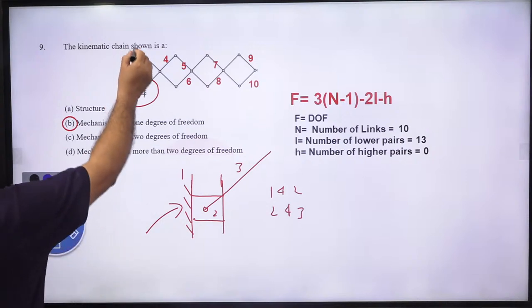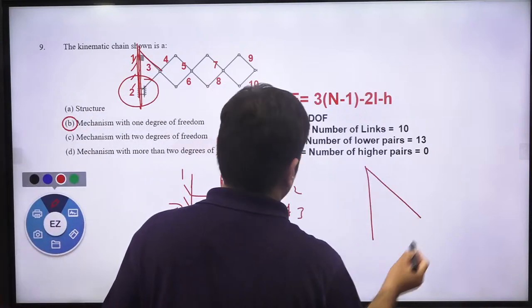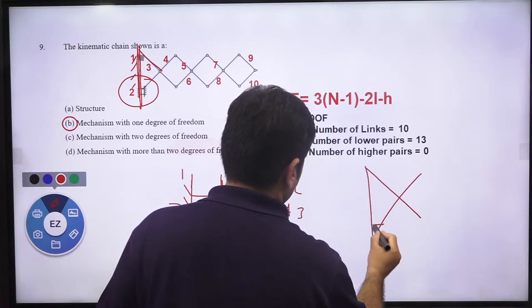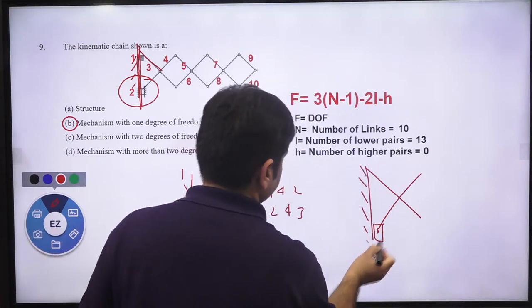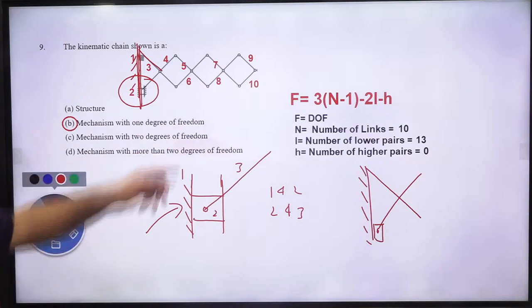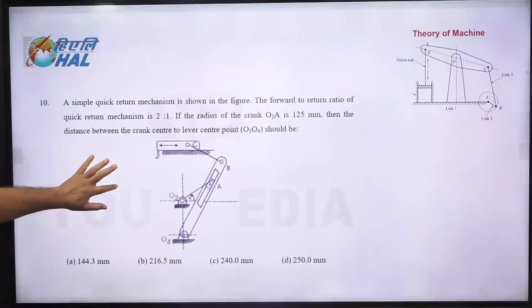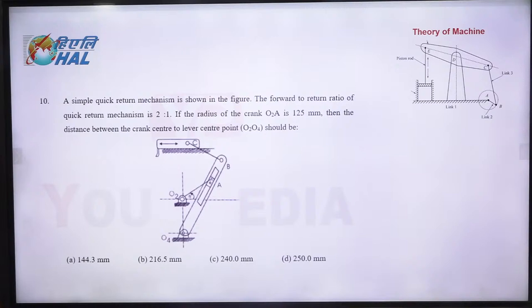The same fixed link which is here is extended this side also, something like this. So this is the diagram, right? You should understand what kind of diagram this is. So if you put that in the formula, what you are going to get is, this is a mechanism with 1 degree of freedom. I think you people have solved this question. This is the kind of question which you would get in the GATE exam as well.